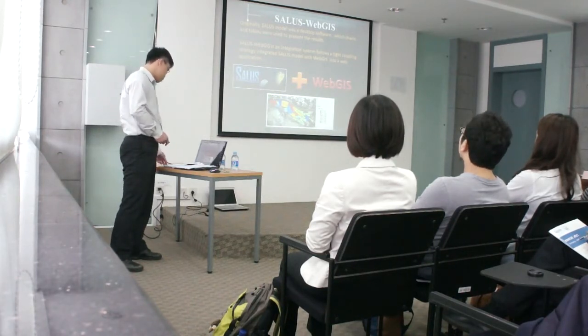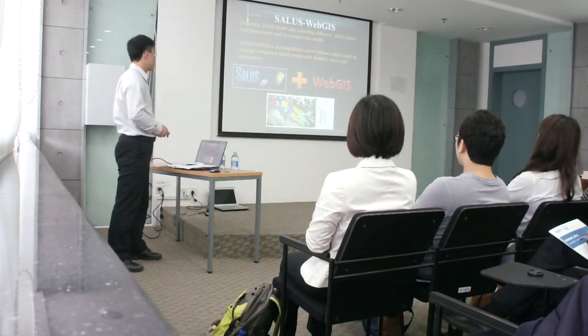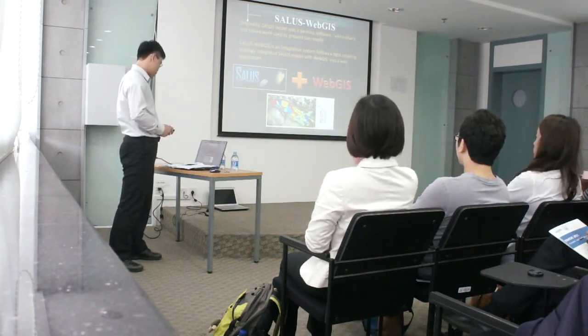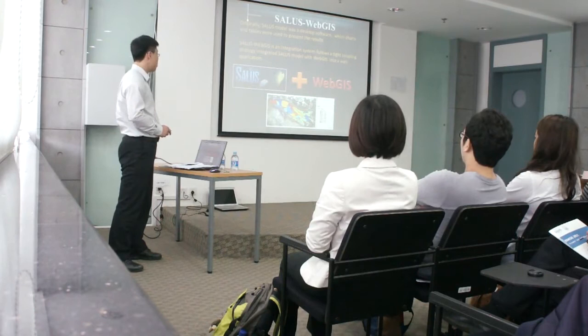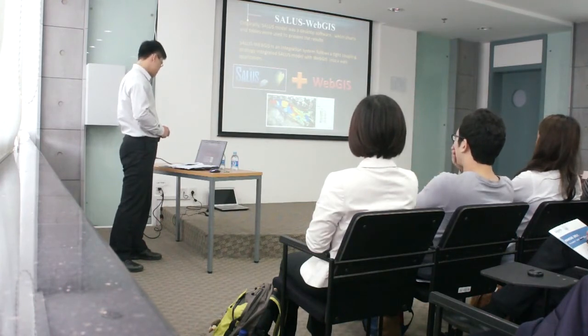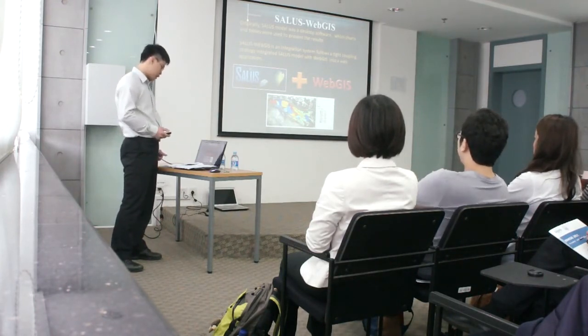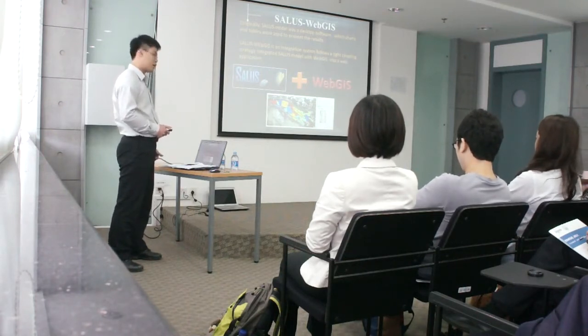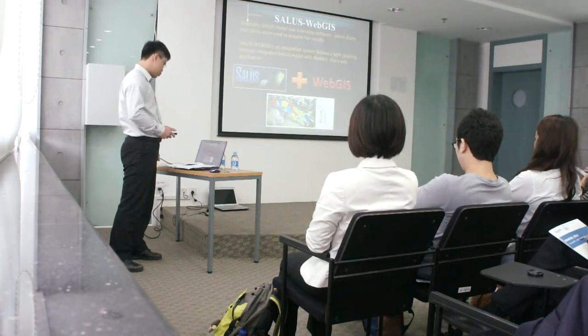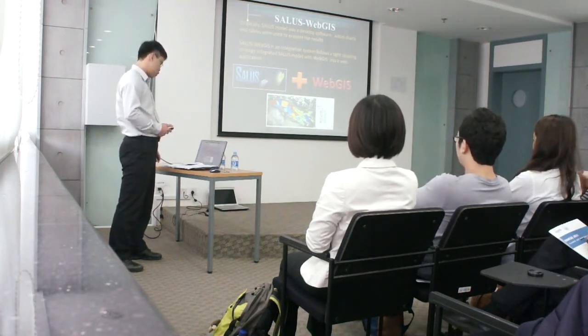So now the SALUS WebGIS integrates the SALUS model and GIS into a web-based platform, and it can help people to better understand the spatial variability of the output from the model. For example, we could create some crop yield maps or soil condition maps.